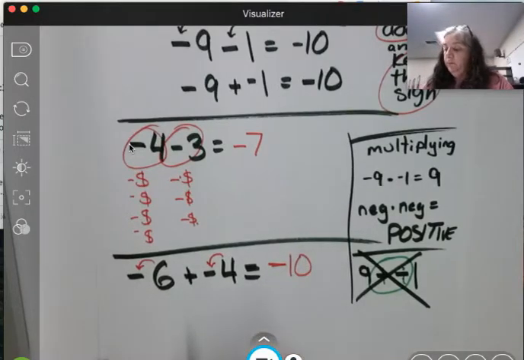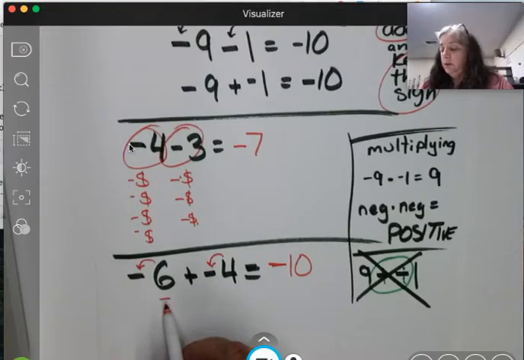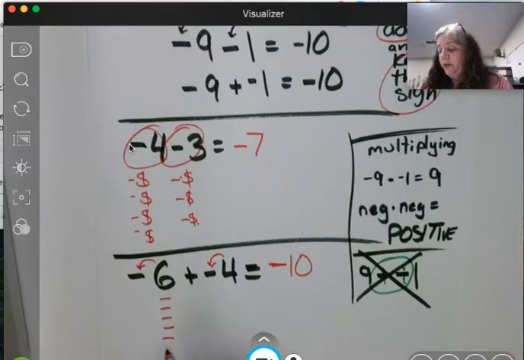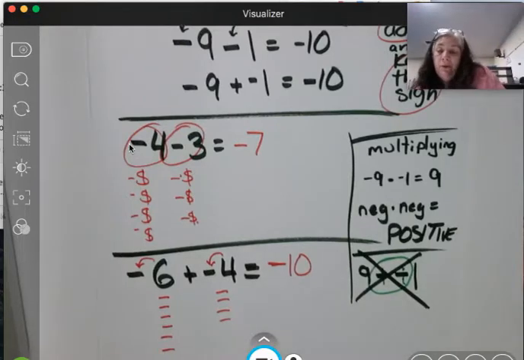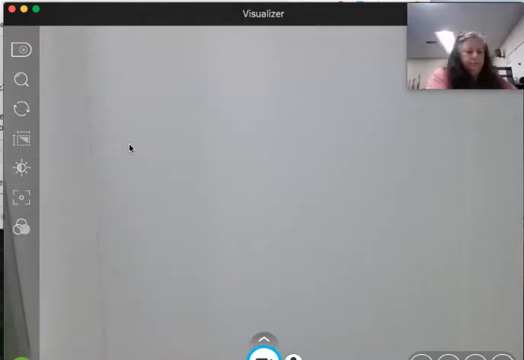-10. If I want to think about it in money, I lost $6. Lost $1, $2, $3, $4, $5, $6 there. Later, I lost $4. I just lost $10. That's all there is to it. It's a minus and a minus. Pretty straightforward. Let's have you try a few.